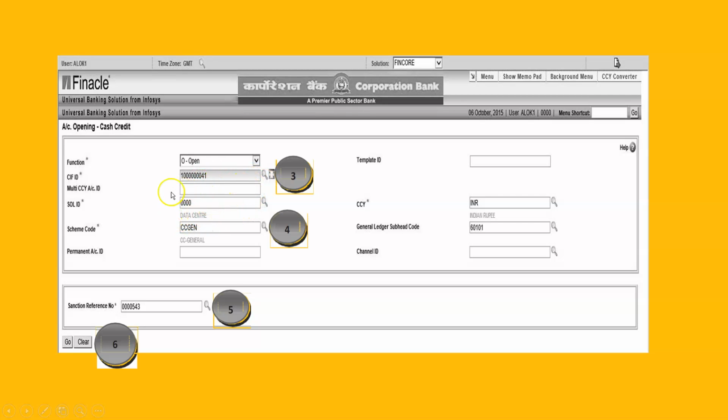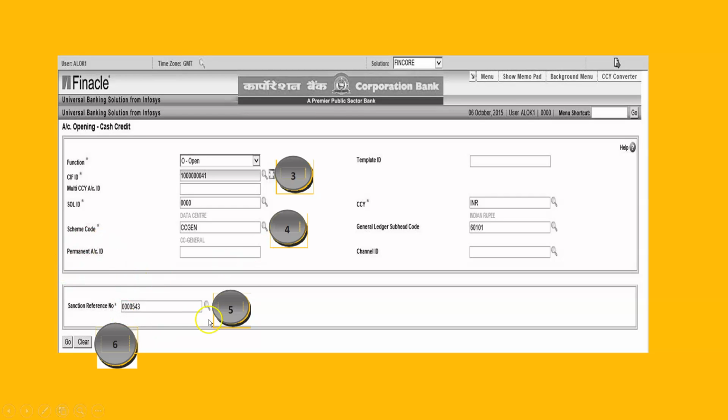Then the sole ID, the branch where you're working in, will automatically populate here. It is a trading server, so it's 0000 here. Scheme code is CC Gen here, right? CC Cash Credit General, or it can be OD Gen, OD 101, depending on the schemes of various banks also.